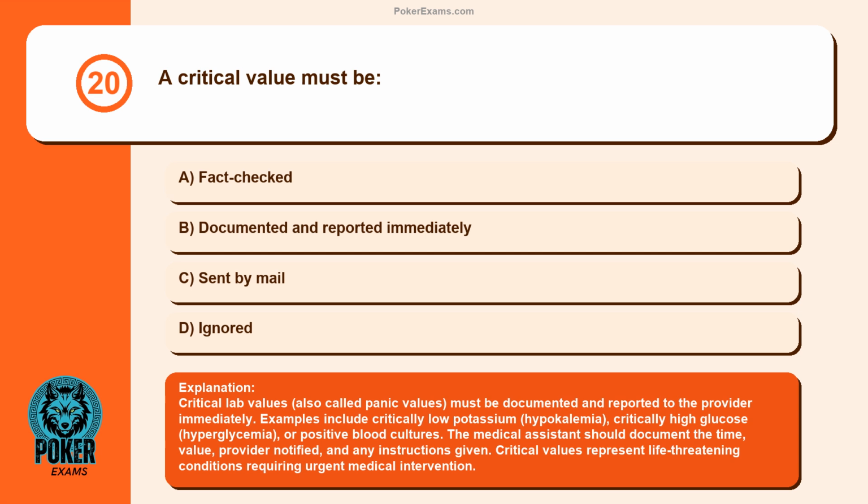Critical lab values, also called panic values, must be documented and reported to the provider immediately. Examples include critically low potassium, hypokalemia, critically high glucose, hyperglycemia, or positive blood cultures. The medical assistant should document the time, value, provider notified, and any instructions given. Critical values represent life-threatening conditions requiring urgent medical intervention.